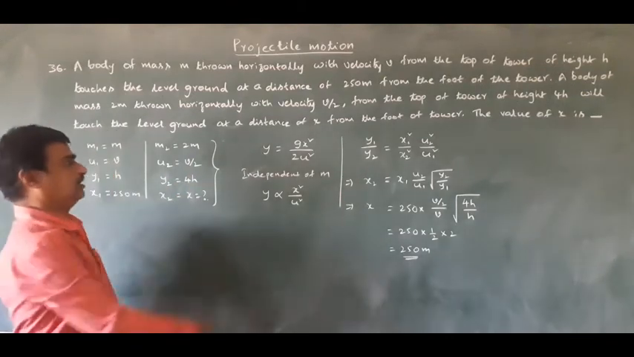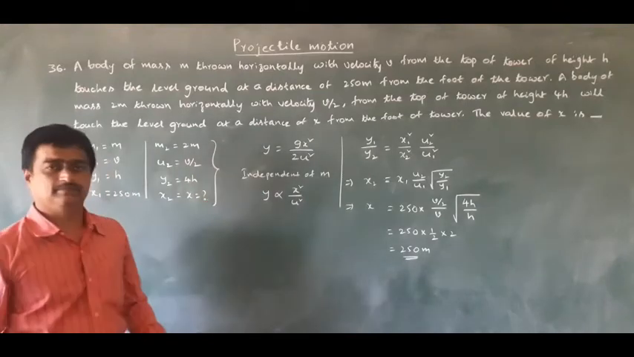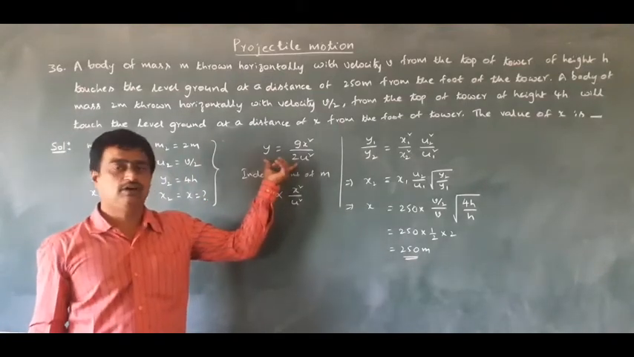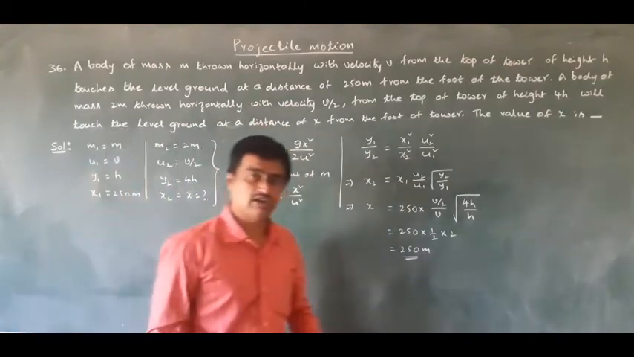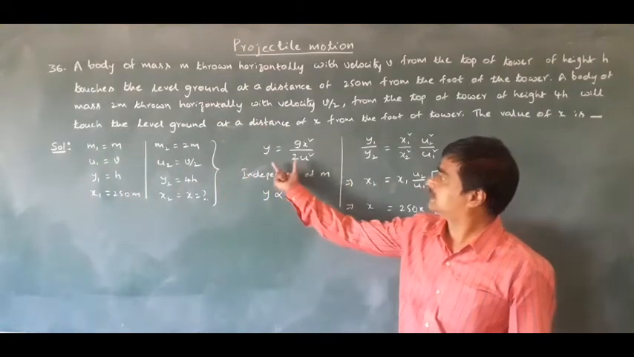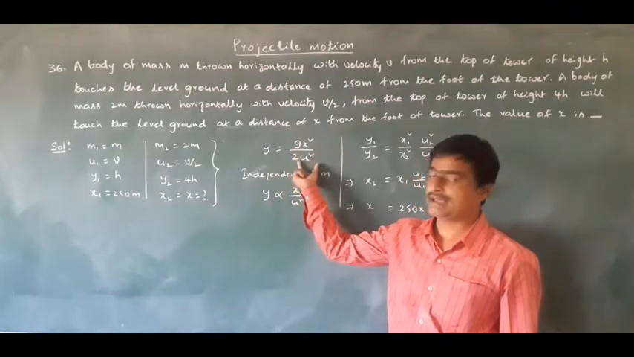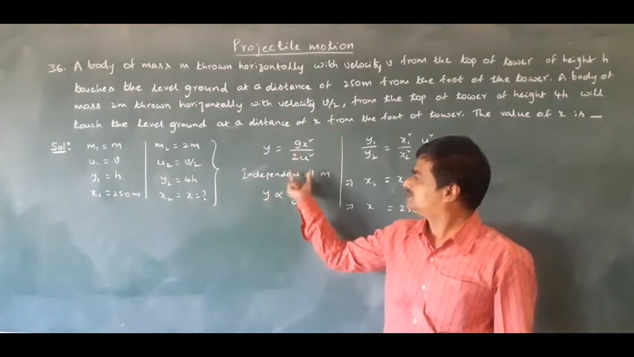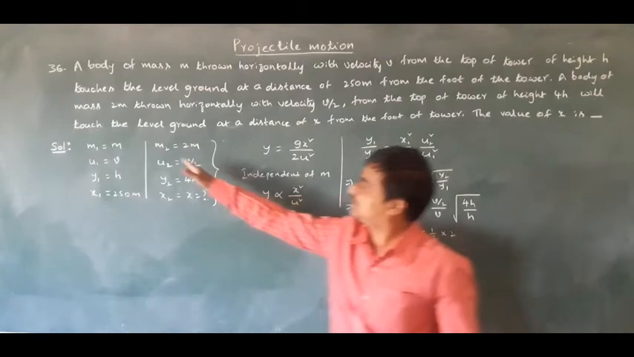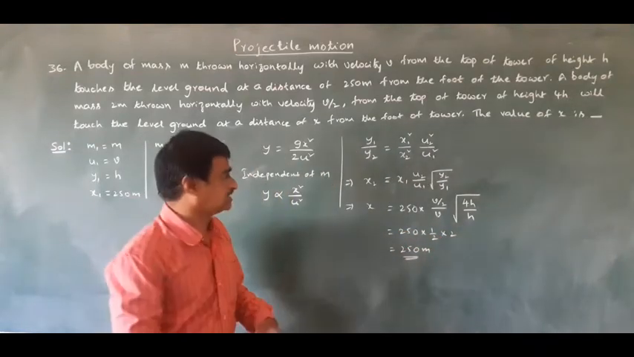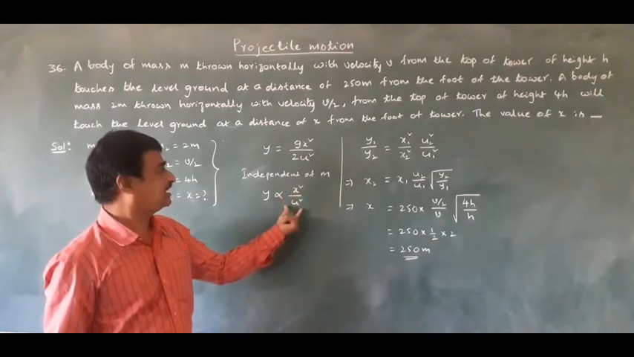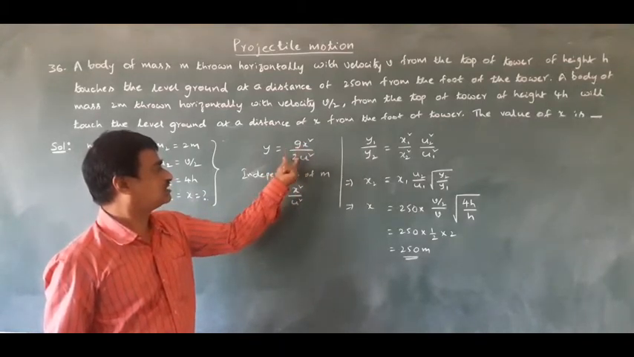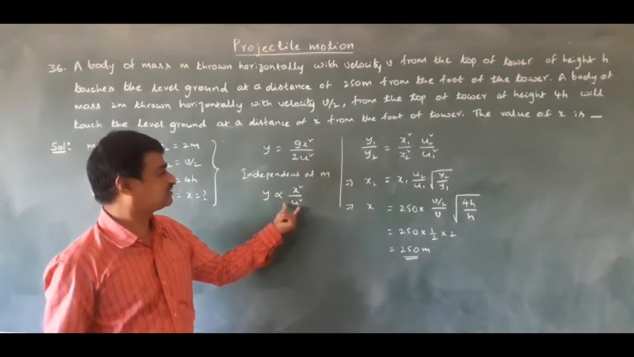Okay. Now, if you see this one, the equation of path of the projectile which is thrown horizontally from top of tower is given by y is equal to g x square by 2 u square. It is independent of m. There is no need to consider this mass. Okay, then we simply write y is proportional to x square by u square. g is constant, 2 is constant. y is proportional to x square by u square.